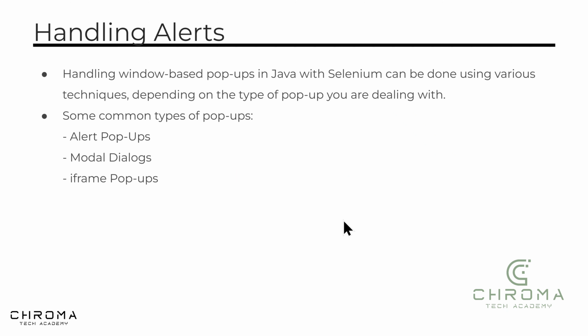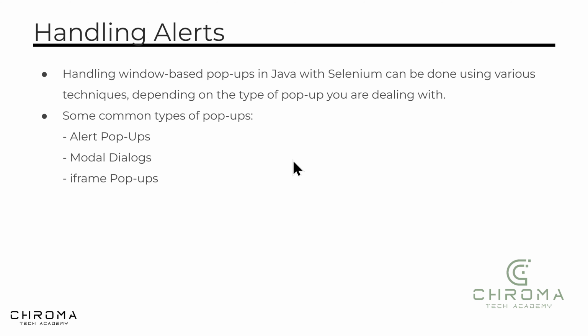Okay, so handling alerts. Handling window-based pop-ups in Java with Selenium can be done using various techniques depending on the type of pop-up you are dealing with. Some of the common types of pop-ups you could encounter are alert pop-ups, modal dialogues, or iframe pop-ups as well. In this video, we are going to discuss alert pop-ups, and in later videos, we'll cover modal dialogues, and we'll touch on iframe pop-ups when we talk about handling iframes.